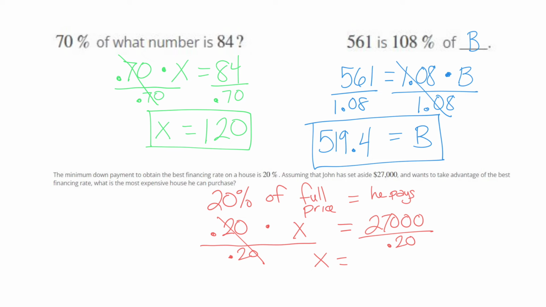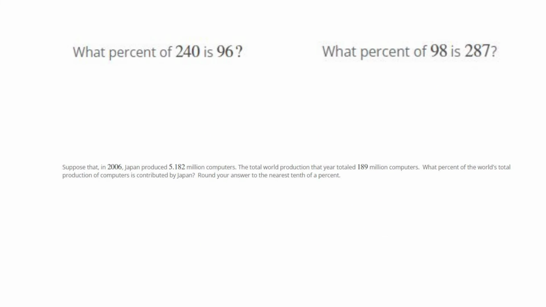So X is equal to 135,000. So if he were to get a $135,000 house, he'd have to pay 20% down, and 20% of that is his $27,000 that he's saved. All right, I have one other scenario that will play out, and this is the one where they're looking for the percent. So let's do some of those.